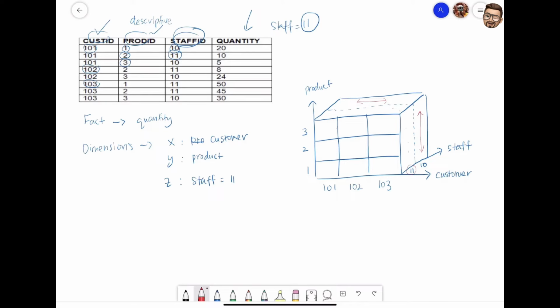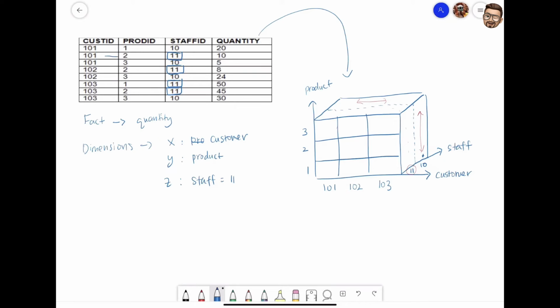Now after you have done with your x, y and z, it is time for you to read the table to put the quantity inside the cells. If you take a look here, we want only staff 11. So this is staff 11, this is staff 11, 11 and this 11. Because staff number 10 over here, we cannot see the data, so we just ignore.